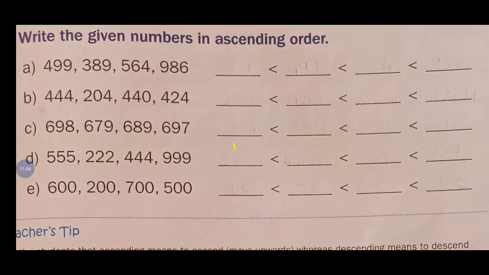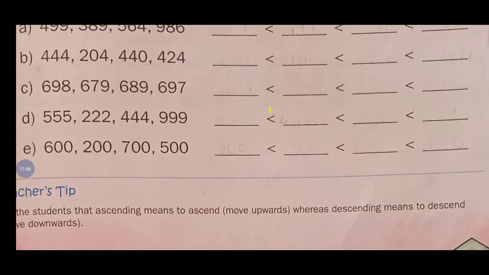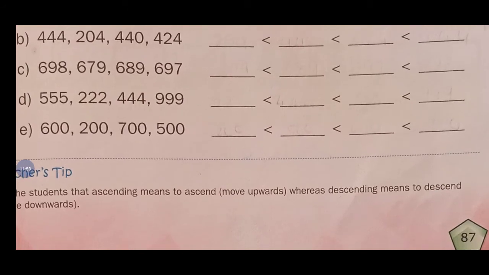Now comes the third question. 2 questions completed. Third question I am going to write: 698, 679, 689 and 697. Okay, first check the first digit. All first digits are 6, they are equal.